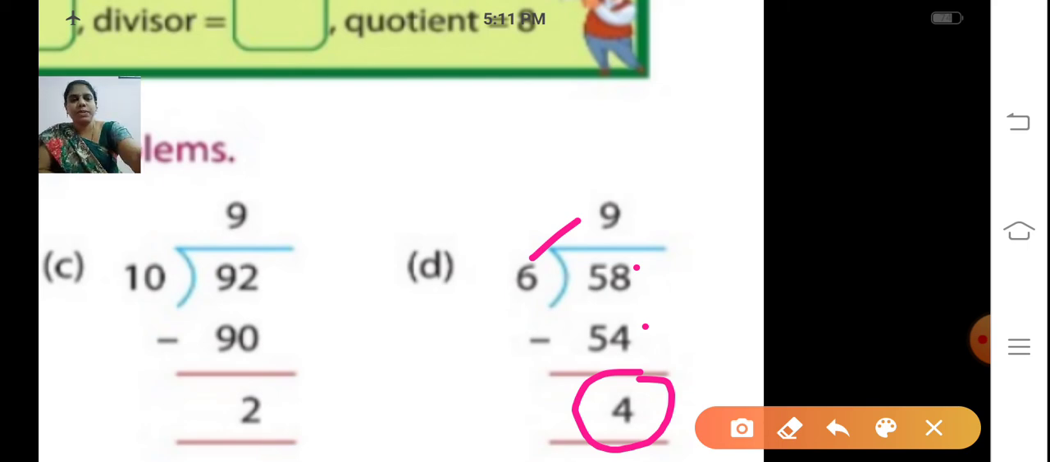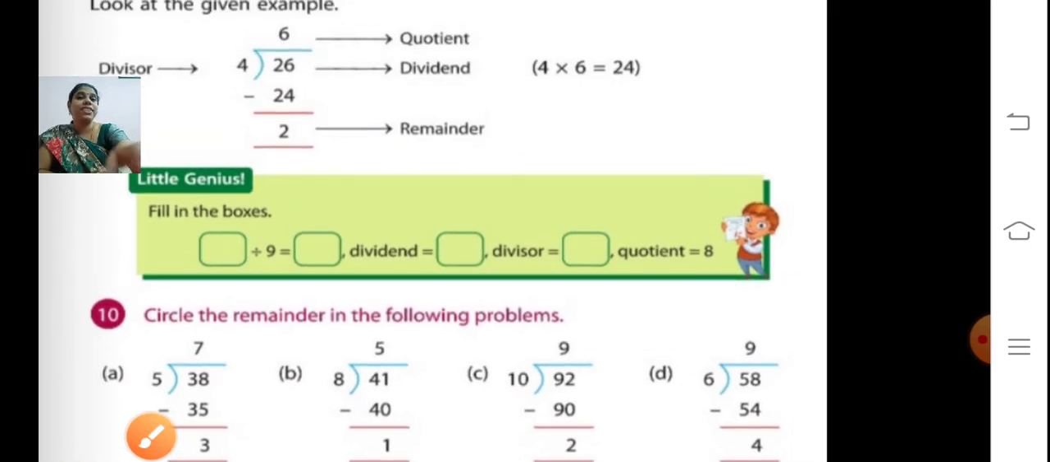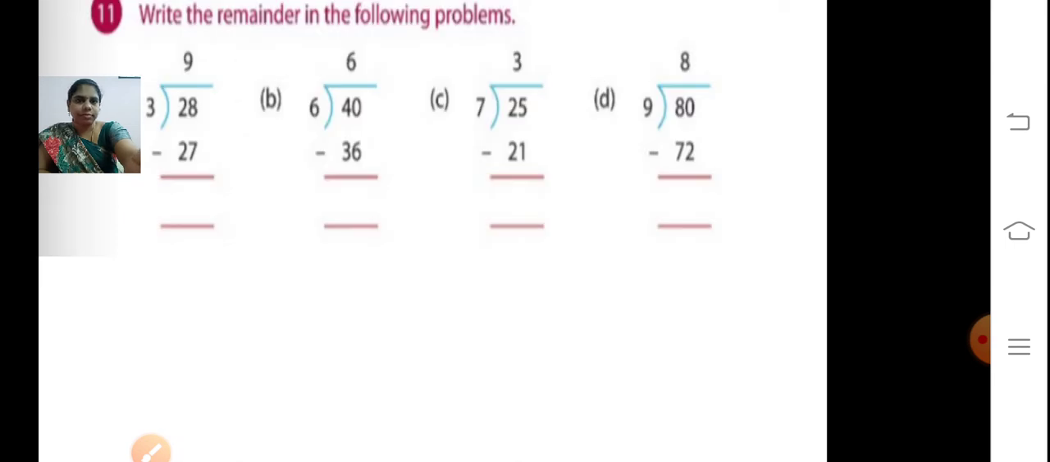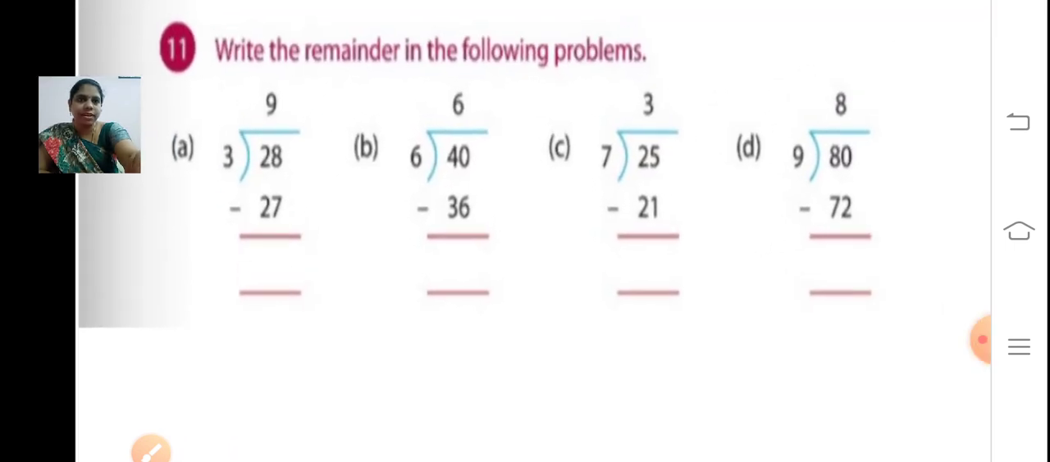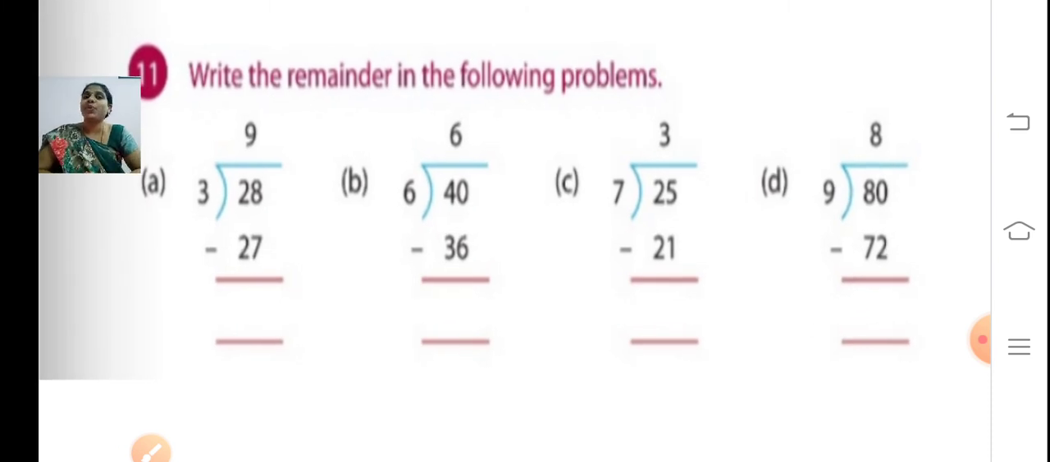So you know the concept of remainder, right? Sometimes the divisor does not divide the number completely. So in that case, some number is left over, isn't it? That number is called the remainder. Next, write the remainder in the following problems. So now in the sums, we are going to write the remainder.